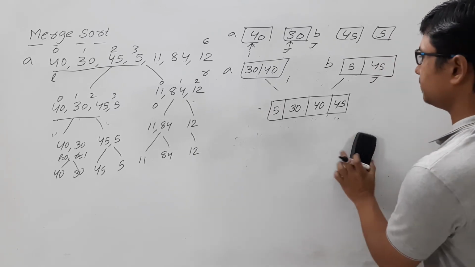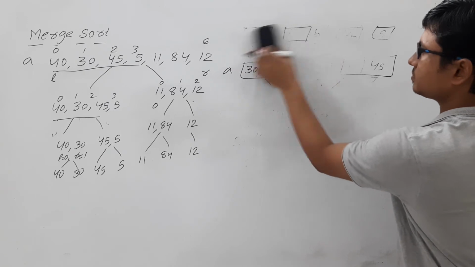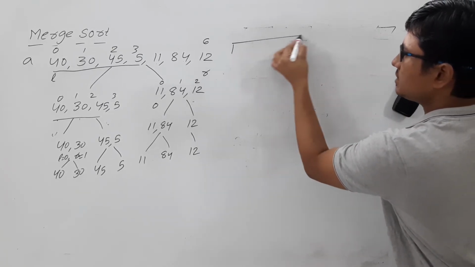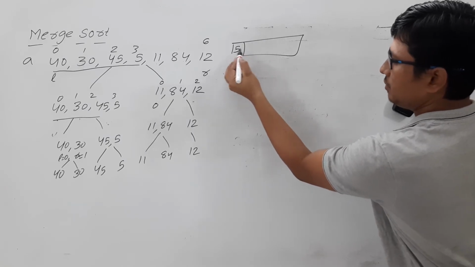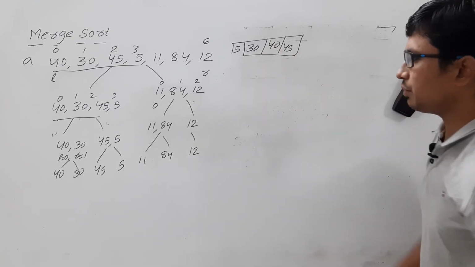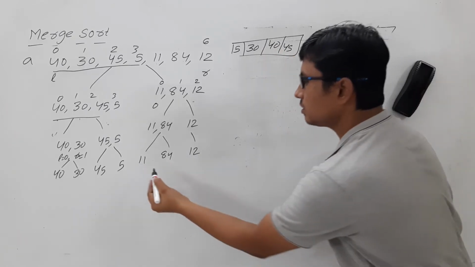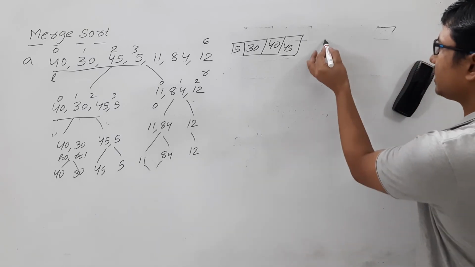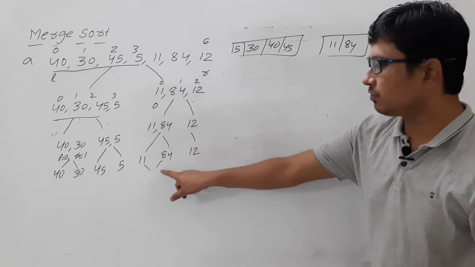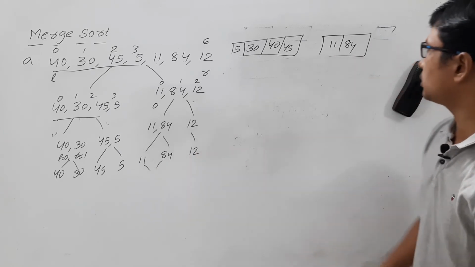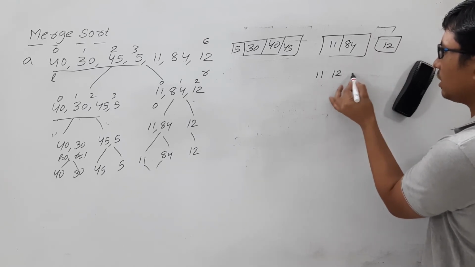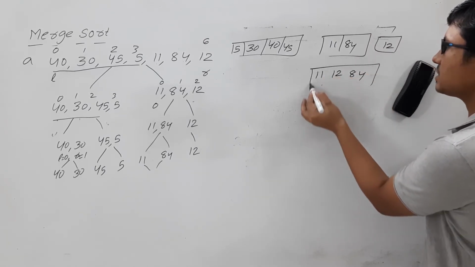40 and 45. So let me get the values as 5, 30, 40 and 45. Now again I need to perform the merge on these two. What I will get? I will get 11, 84. From 11 and 84 again if I have to apply merge on 12, then I will get it as 11, 12, 84. You can apply the same procedure again.